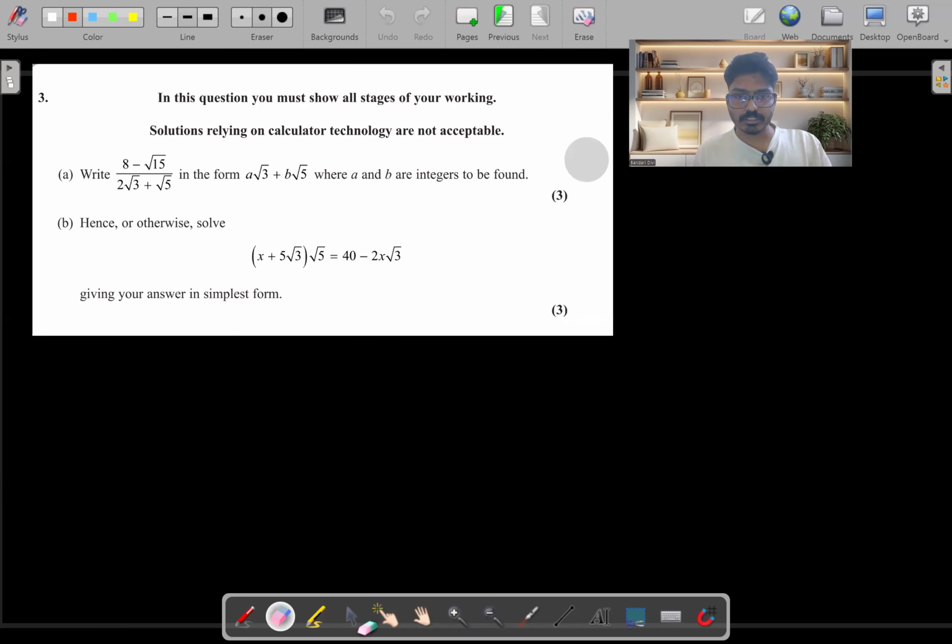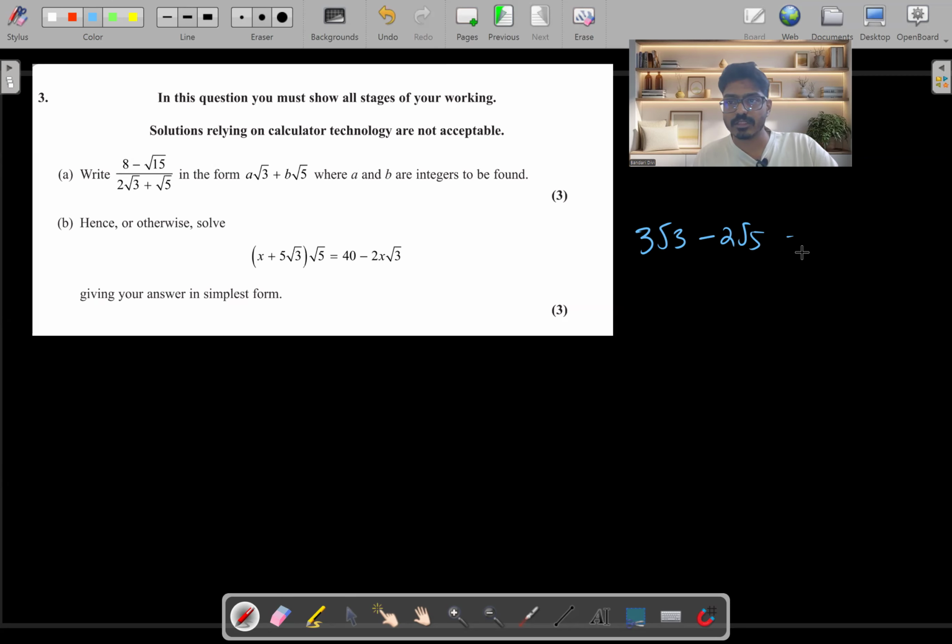The next question is, okay, so hence or otherwise. So whenever there is a word hence, we have to use the part A answer. So what was our part A answer? Our part A answer was 3 root 3 minus 2 root 5.